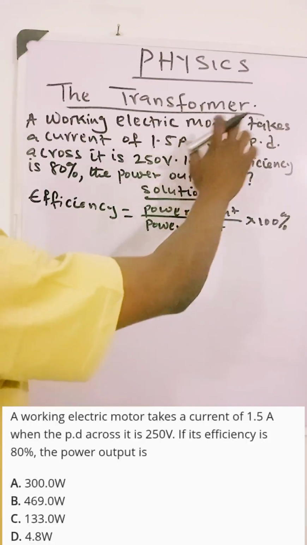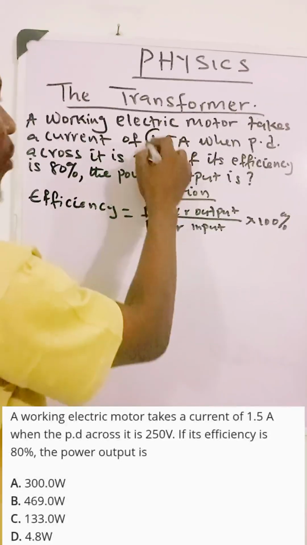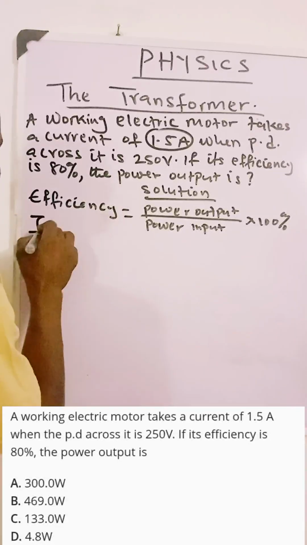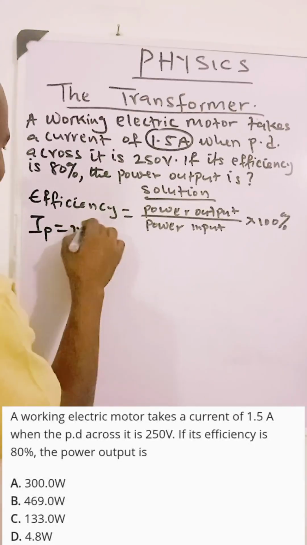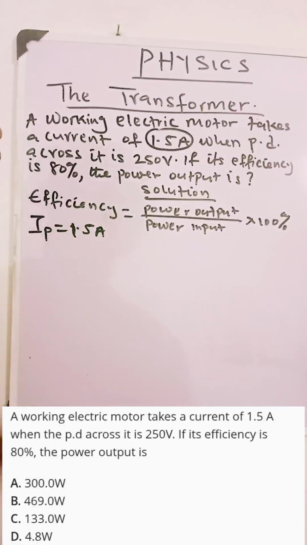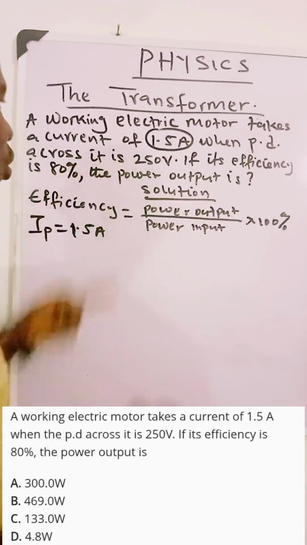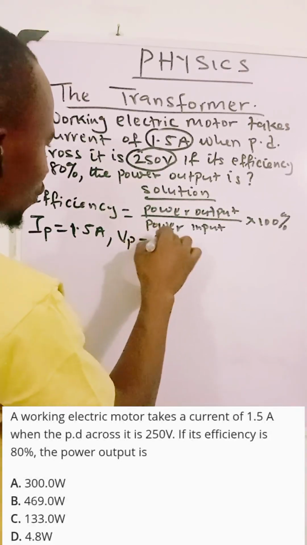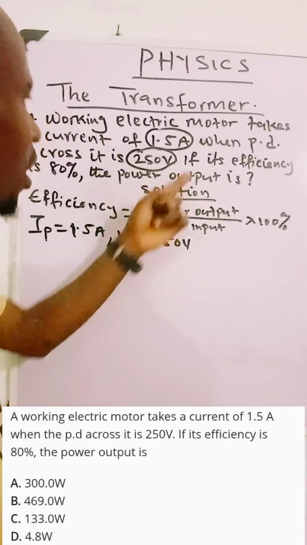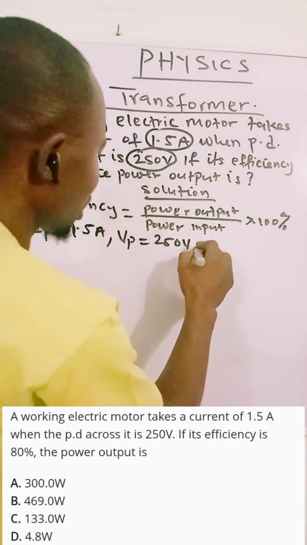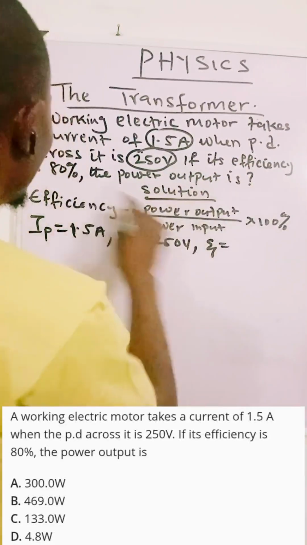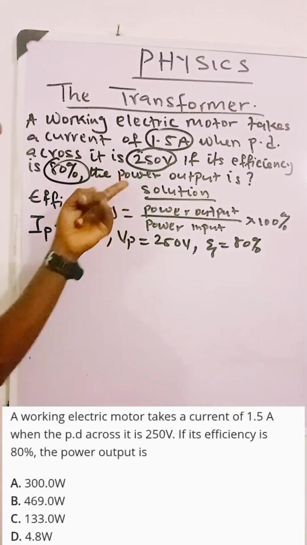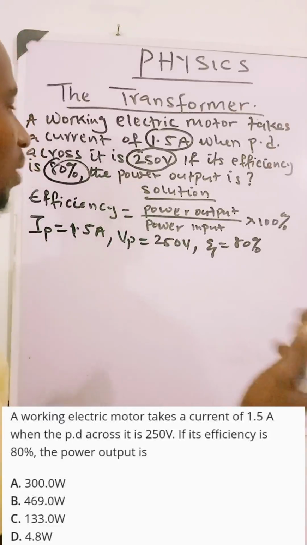A working electrical motor takes a current of 1.5 amps. That simply means this is my input current, so my IP is equal to 1.5 amp. When a potential difference across, this is my VP, that's the input voltage, 250 volts. If its efficiency is equal to 80%. This is my efficiency, right? The power output, they asked me to calculate the power output.